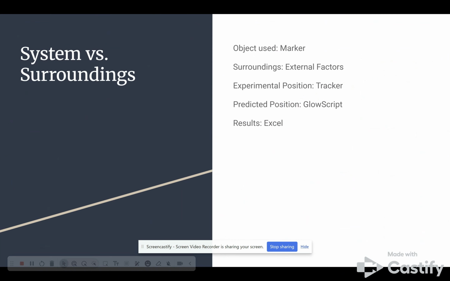But I want to back up a little bit because I want to go over systems versus surroundings. The system here is the cart or marker. The surroundings are any external factors like friction or air resistance. The experimental position is the tracker. Predicted position is GlowScript. And lastly, the results were moved into Excel.